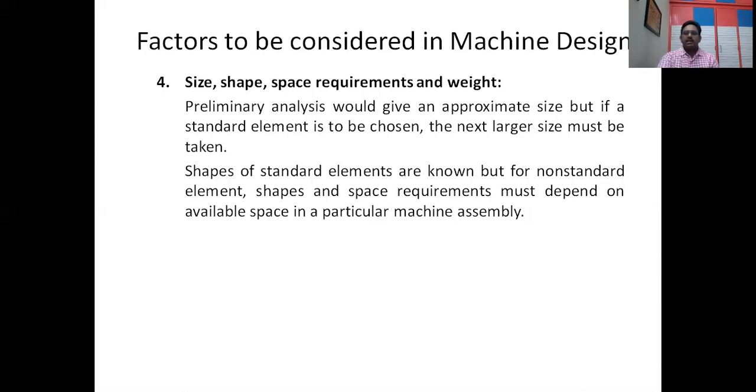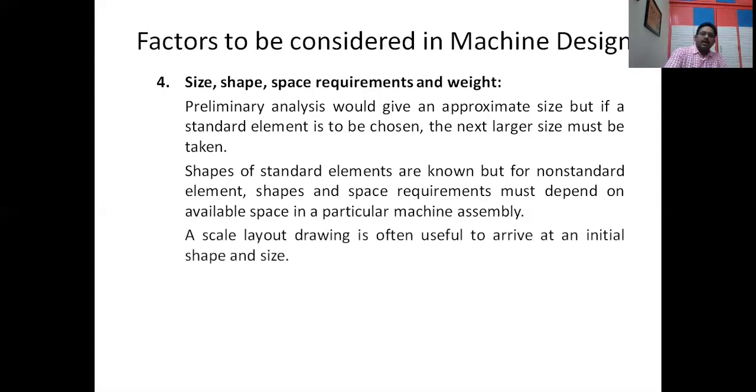Shapes of standard elements are known, but non-standard element shapes and space requirements must depend on the available space in a particular machine assembly. Yes, this is true. So when we talk about the shape of standard elements, they are known, but for non-standard elements, based on the space we have, we have to choose accordingly. And a scale layout drawing is often useful to arrive at an initial shape and size.